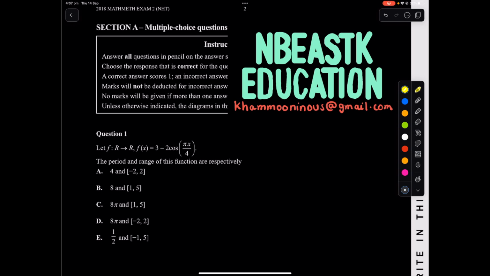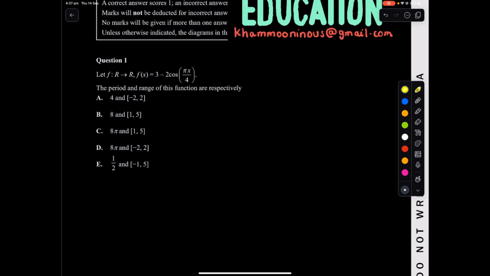Perfect. So let's smash through this paper. Question 1. If f(x) is this, the period and range of the function is... Okay, so the period is just 2 pi over 4, and it's just 2 pi times 4 over pi. These cancel out, it'll become 8. Looks like only B is your answer because it's the only one that has 8.